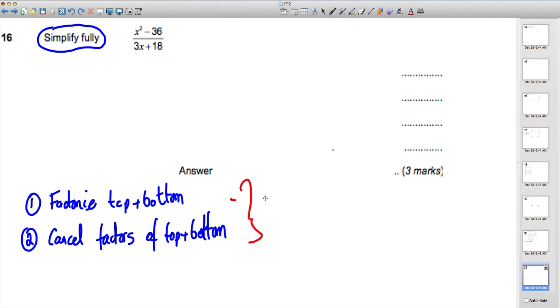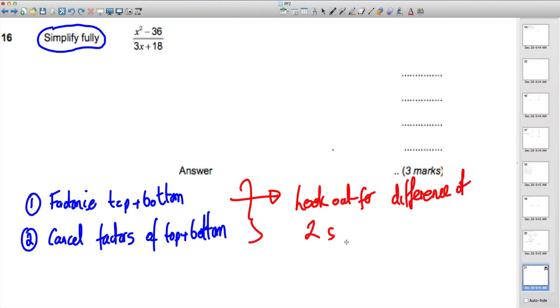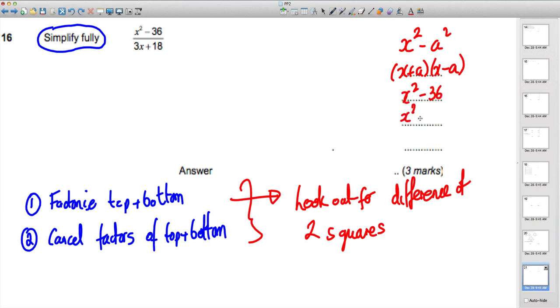One little tip in the factorised section in particular, look out for difference of 2 squares. They come up a lot in these questions. Okay, let's have a go at this one. X squared subtract 36. You should know that x squared subtract a squared factorises to x plus a, x minus a. So x squared subtract 36, which is x squared subtract 6 squared, must factorise to x plus 6, x subtract 6. So that is one to always look out for.